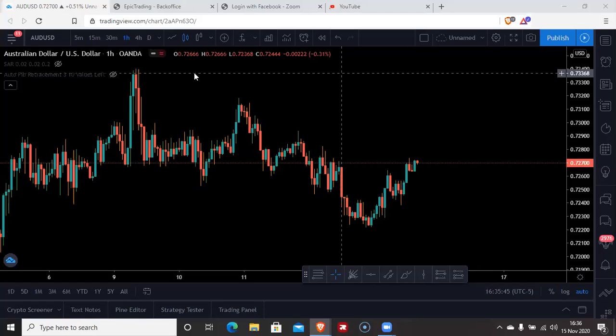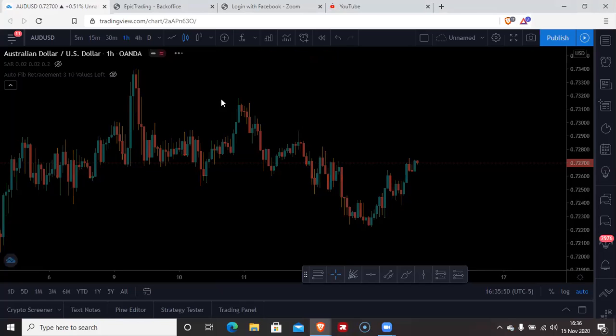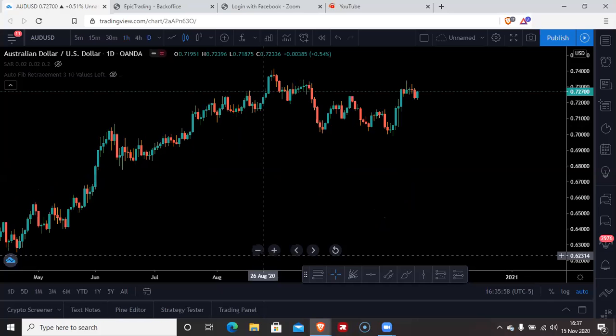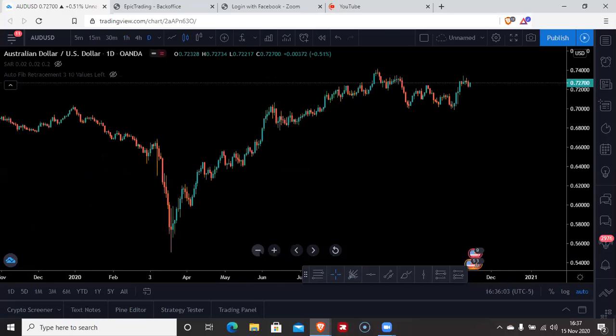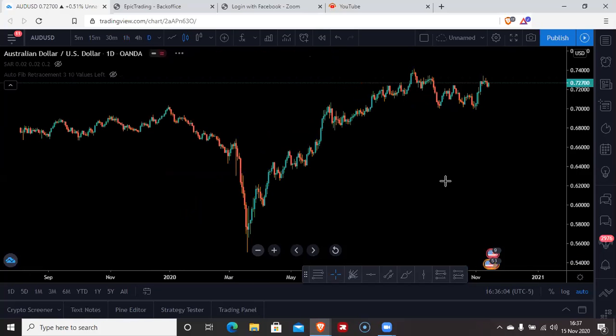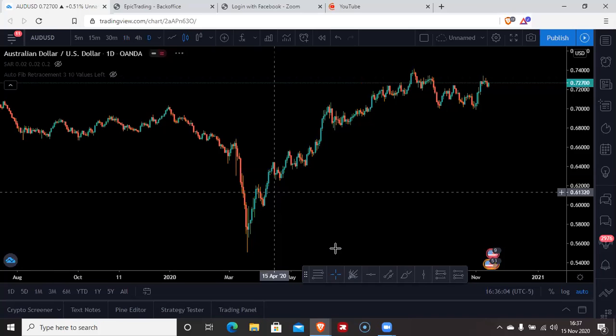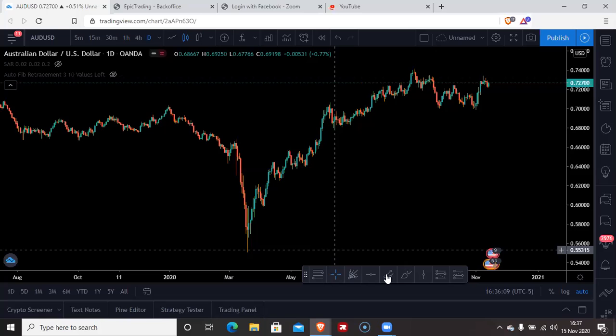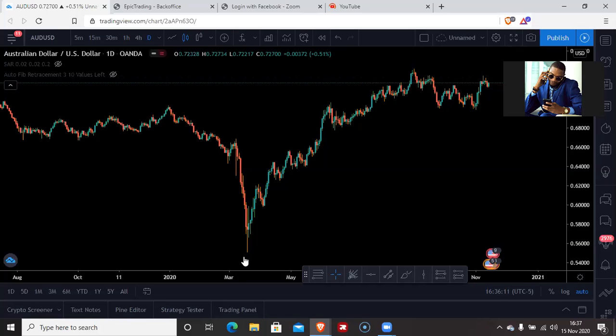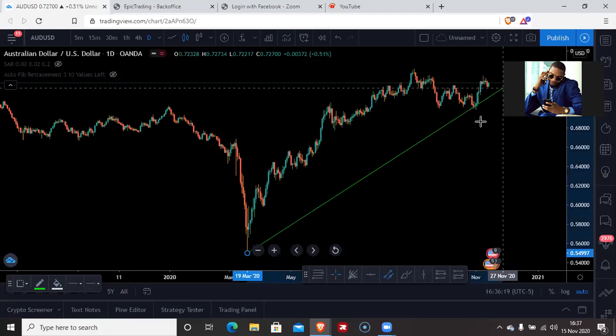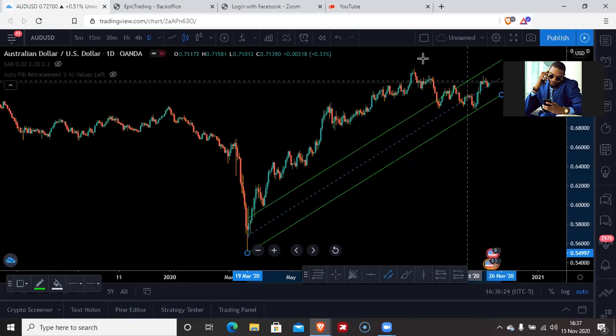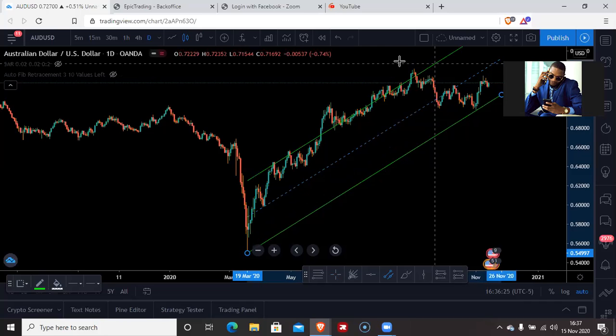So the first thing I do is go to the daily chart, and you want to identify the trend. So are we in a bullish or bearish market? Is the market moving up or down? Or is it consolidating, moving sideways? So you can see right here, we're in a bullish market. Get our parallel channels, trap price.